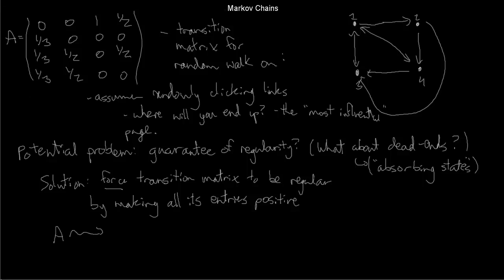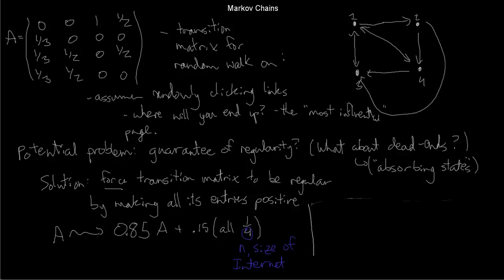How about this? Let's take our transition matrix, let's call it A, and we'll replace it by some multiple of A. In this case, let's choose 85% A, and 15% chance of, let's put all 1/4. Why 1/4? Well, that's the number of pages in my model internet. So let n be the size of my model of the World Wide Web. If n is a billion, then fine.